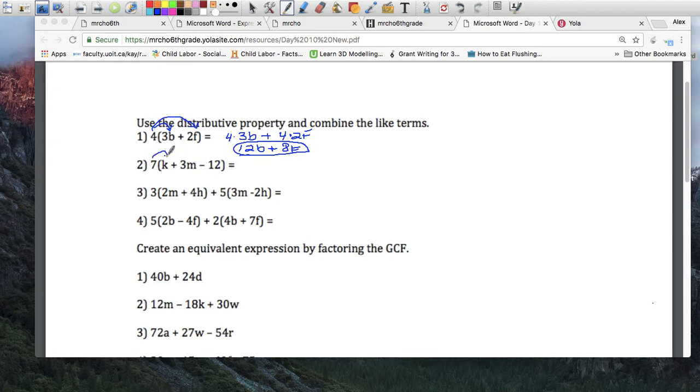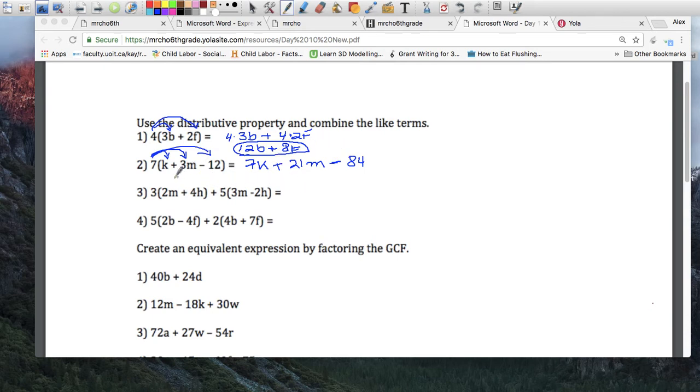Number 2. 7 times k, and then 7 times 3m, and then 7 times 12. So 7 times k is simply 7k, plus 7 times 3m, and we multiply 7 and 3, which gets 21m. Next one is a minus, careful here, and 7 times 12 is 84. Once I do the distributive property, look for like terms. This has a k, this has an m, and this is just a constant, so none of these three can be combined with each other, so that's our final answer.